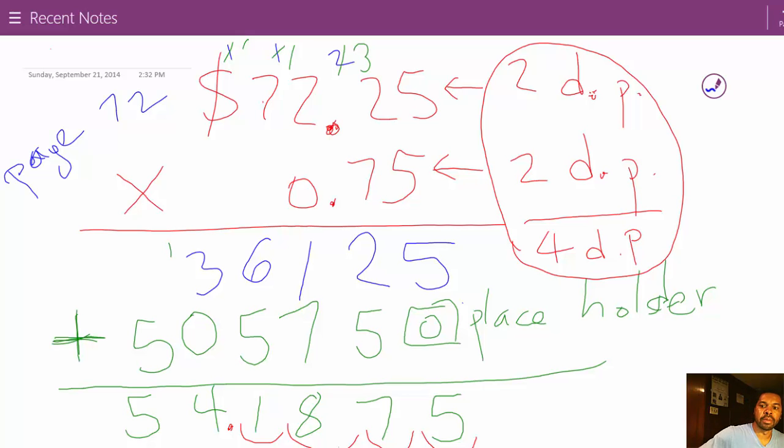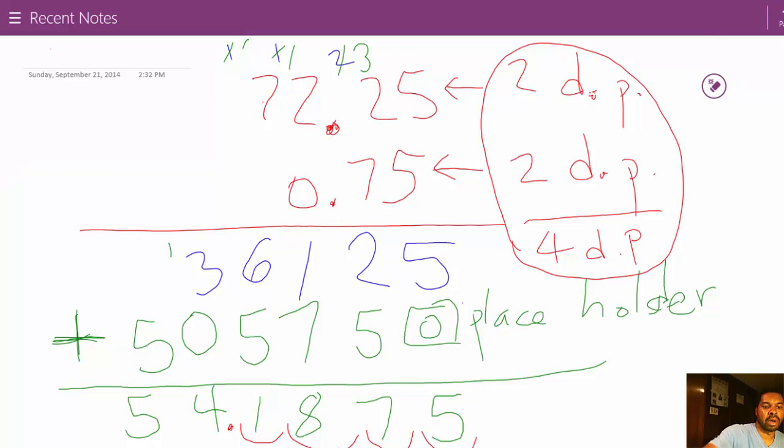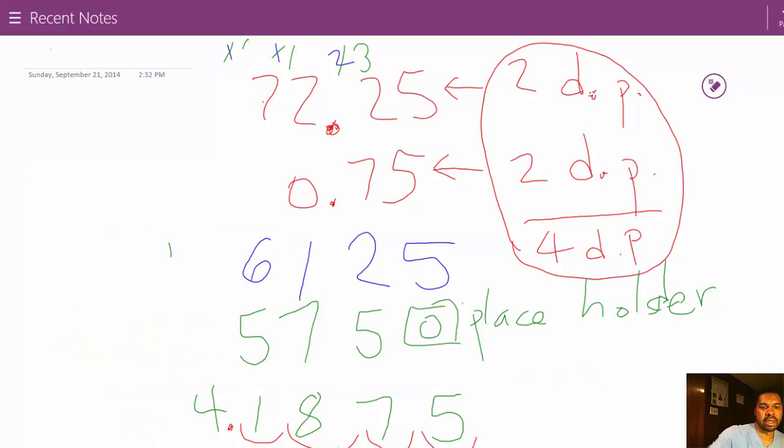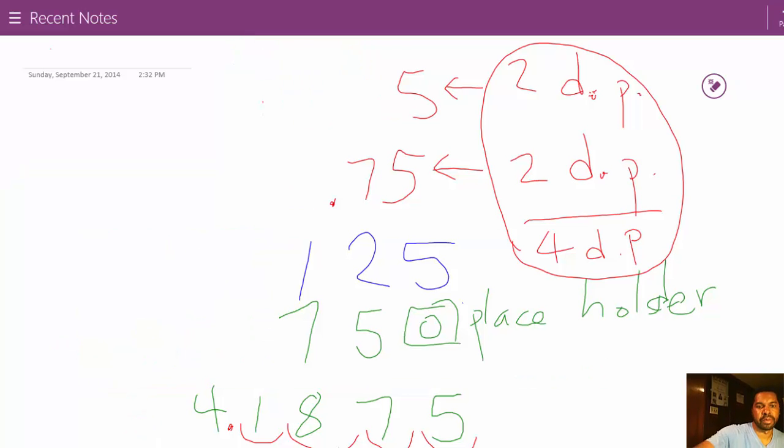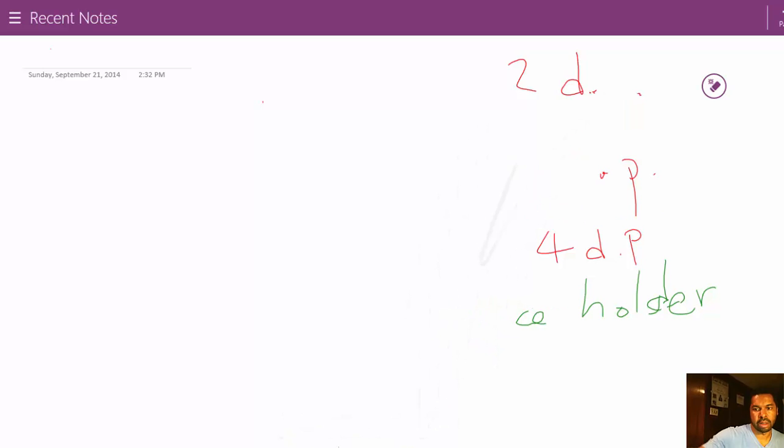Alright, so we're going to do a few examples. I'm going to give you a few examples to work on in your group while I come around and check. But before I do anything, let's just summarize the steps.